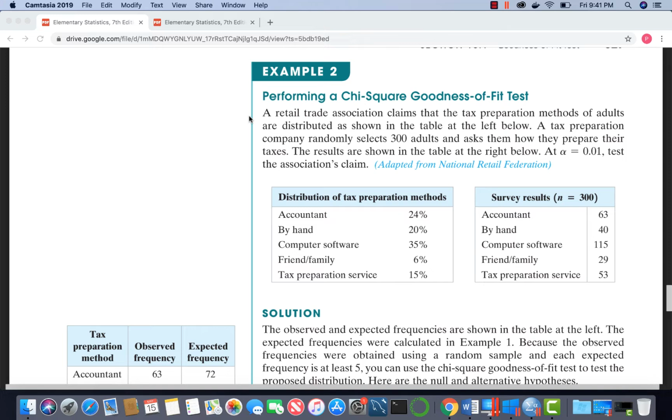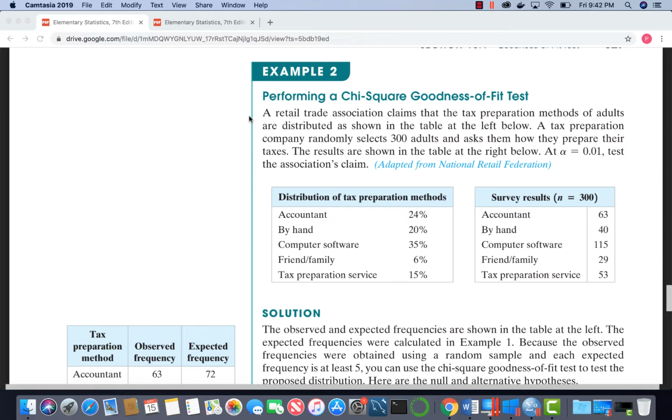A retail trade association claims the tax preparation methods of adults are distributed as shown in the table below at left. A tax preparation company randomly selects 300 adults and asks them how they prepare their taxes. The results are shown in the table at right below. At alpha equals 0.01, test the association's claim.